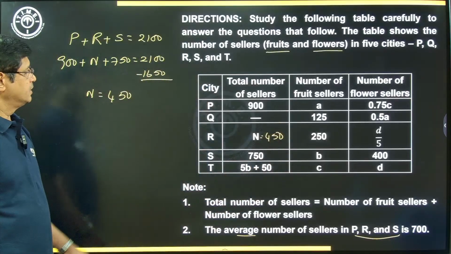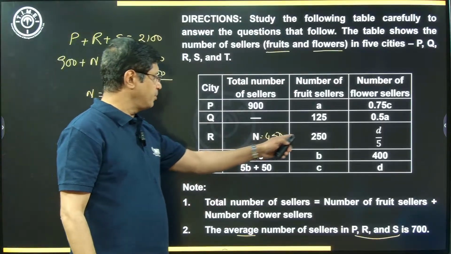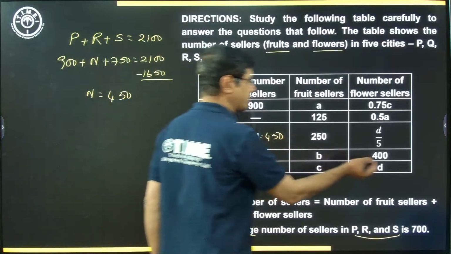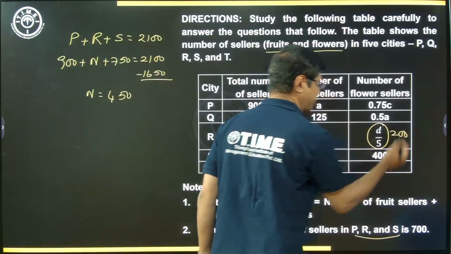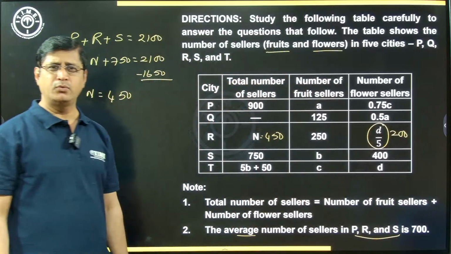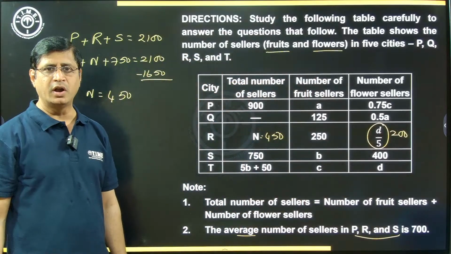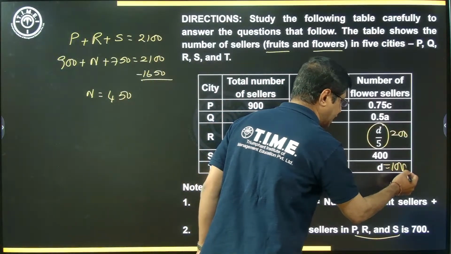Okay. Now look at the next part. 450 minus 250 is equal to 200. So this part is equal to 200. D by 5 is equal to 200 means D is equal to 5 times 200, that is 1000. The value of D is equal to 1000.